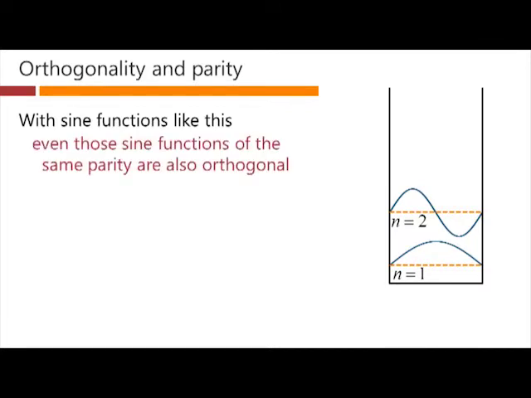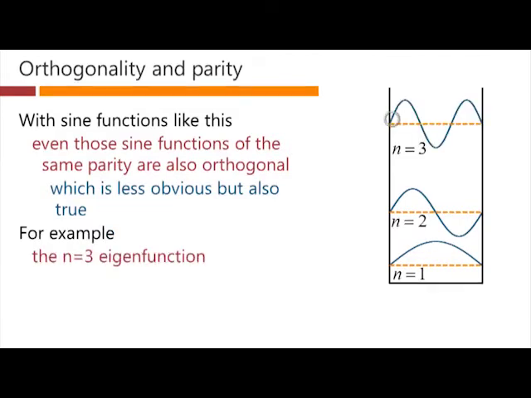With sine functions like this, even those of the same parity are also orthogonal. That's not so obvious, but it is true, and we said that was the case earlier on. For example, the n equals 3 eigenfunction here is orthogonal to the n equals 1 eigenfunction. You can't deduce that orthogonality from a parity argument, but nonetheless it is orthogonal. The positive chunks that we get from this region multiplying this function and this region multiplying this function just happen to be cancelled out exactly by the negative chunk we get from this region multiplying that function.